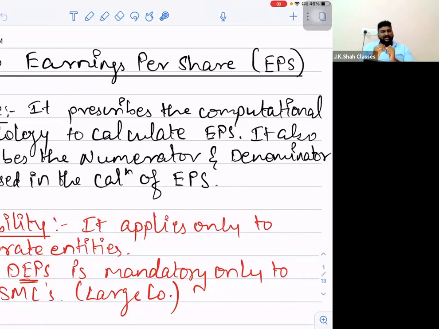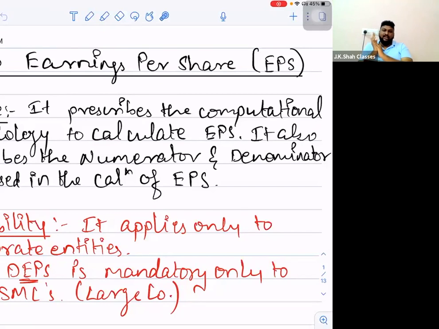Has financial management started? FM started? Okay, some people are saying yes, some people are saying no. No problem. And even if it has started, I don't think you might have reached the topic called leverage. Is leverage done? No. Okay, no problem. Fine. Then it is all upon me now.